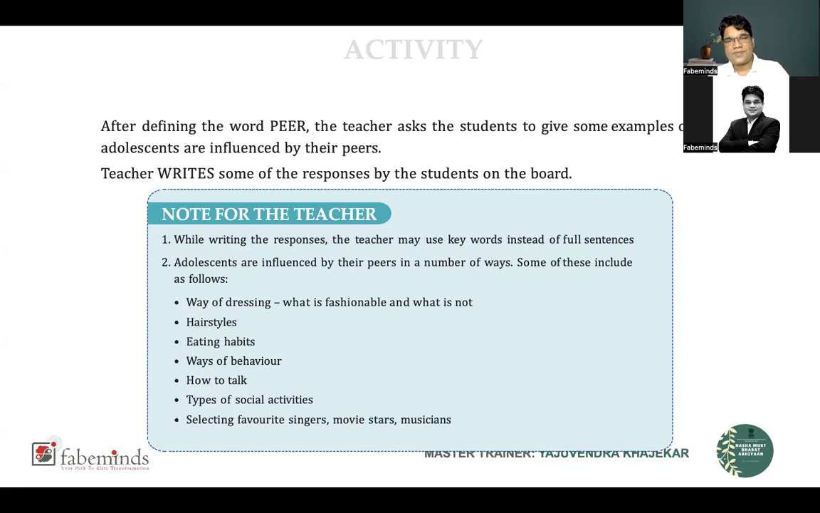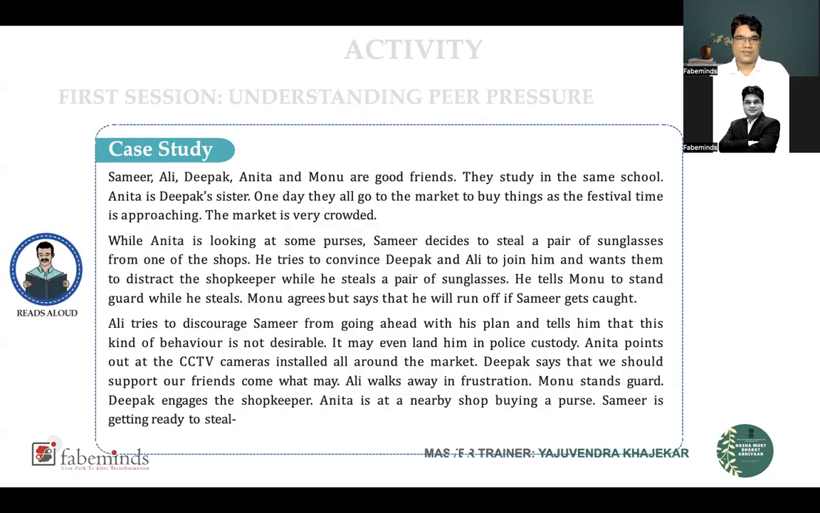Adolescents are influenced by their peers in a number of ways. Some of these include as follows: way of dressing, what is fashionable and what is not, hairstyles, eating habits, ways of behavior, how to talk, types of social activities, selecting favorite singers, movie stars, and musicians. Depending on this, they are even influenced to select a career. So first session, this is an activity of 10 minutes.